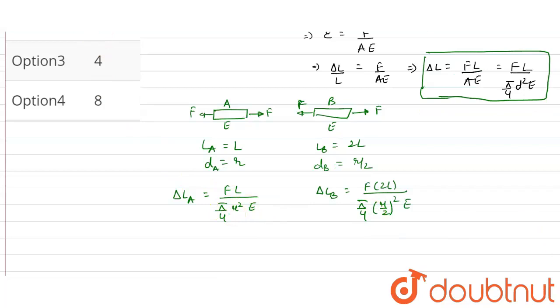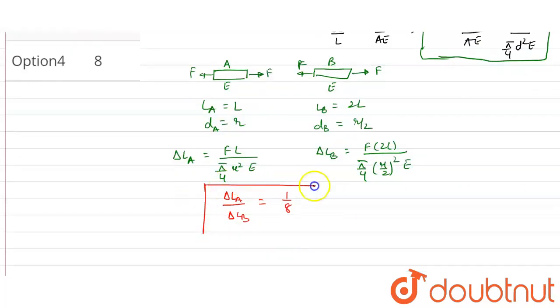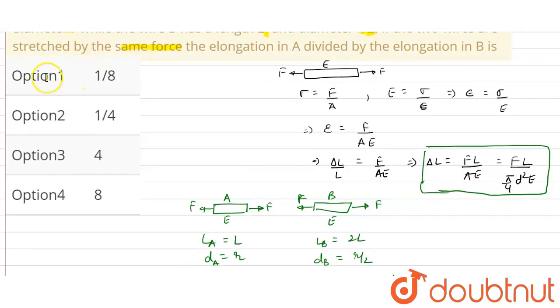Correct. Now we have to take the ratio of the elongation in the wire A upon wire B. So, from here on putting the respective values, we will get as 1 by 8. Okay. So, the ratio of the elongation of wire A to wire B will be 1 by 8. So, checking from the options, what we get is option number 1 is the correct option for us.